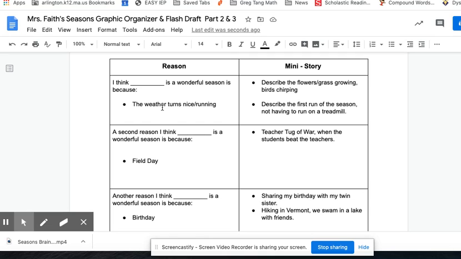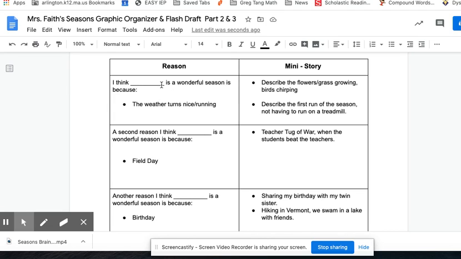My first reason is that I love spring because the weather turns nice, and so winter's finally over, the flowers are blooming again. And I really like this because I really like running. I enjoy running as a hobby, and so being able to run outside is a really nice treat for me, instead of having to be inside on a treadmill. And so I think of spring as the time when this starts to happen for me.